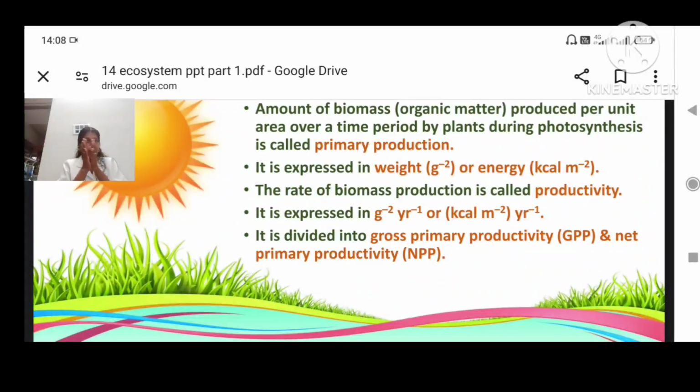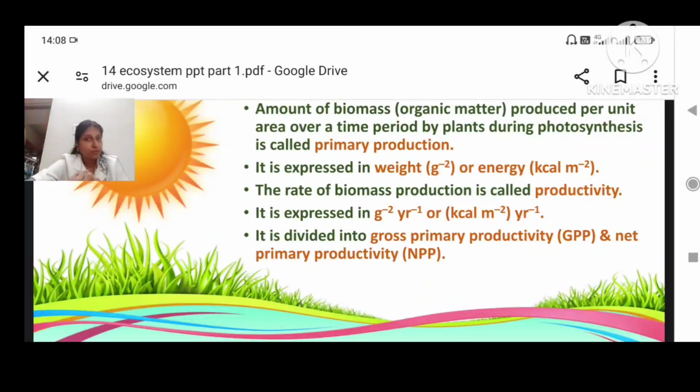So if you are deducting, how much is primary production? If you are just excluding respiratory loss, you will get what? Net primary productivity. So what is gross primary productivity? How much they are producing, the whole production, we call it gross primary productivity. After this, the whole thing cannot be transferred from grass to grasshopper to frog. Only some amount of energy will be transferred.